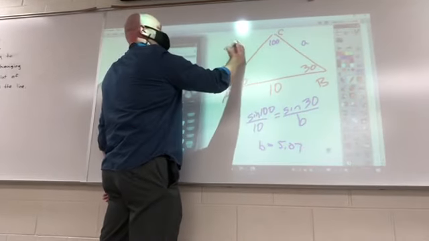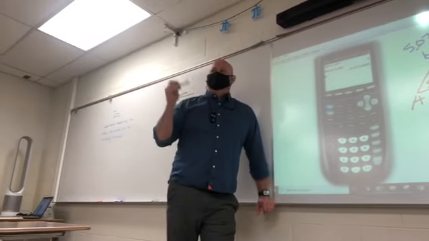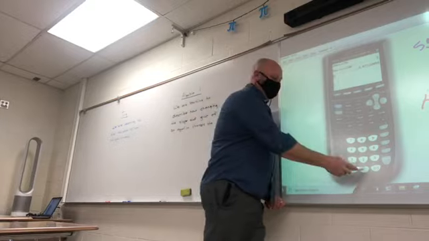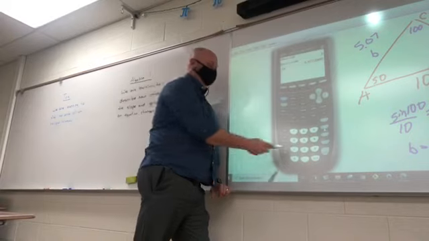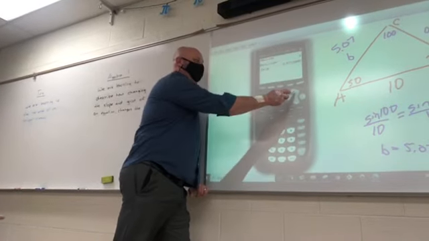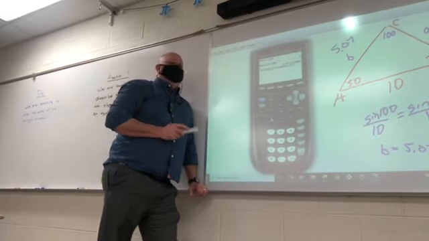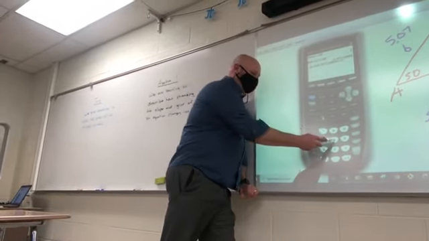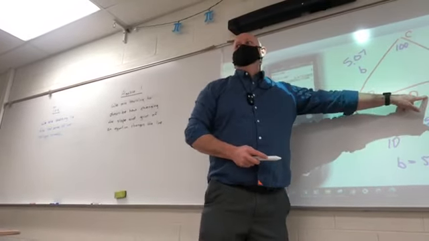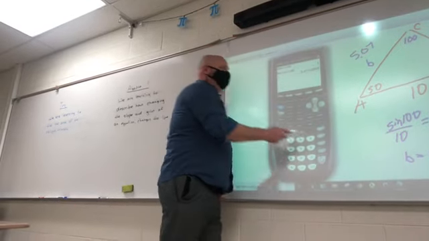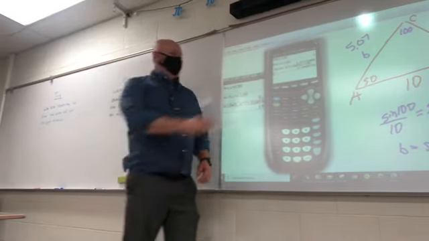So this is 5.07. What do I type in my calculator to find the area of this triangle? 1/2. What two sides would I use? The 10 and the 5.07 times the sine of which angle? 50. It always has to be side angle side. So these are the three that I would use to find the area of that triangle. Bam. There is the area of that triangle, 19.44. Make sense?